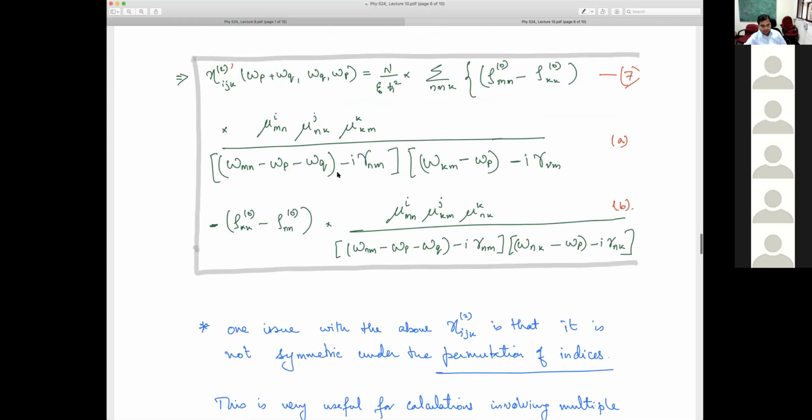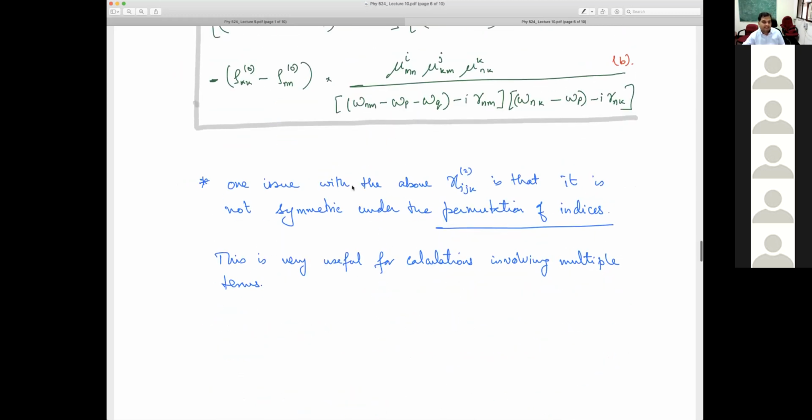Okay. So now one issue with the thing that we have derived here, one minor issue actually. So this is technically correct. Physically, it will give you the right answer. But just for ease of doing calculations using this, etc., there's one minor issue with this.